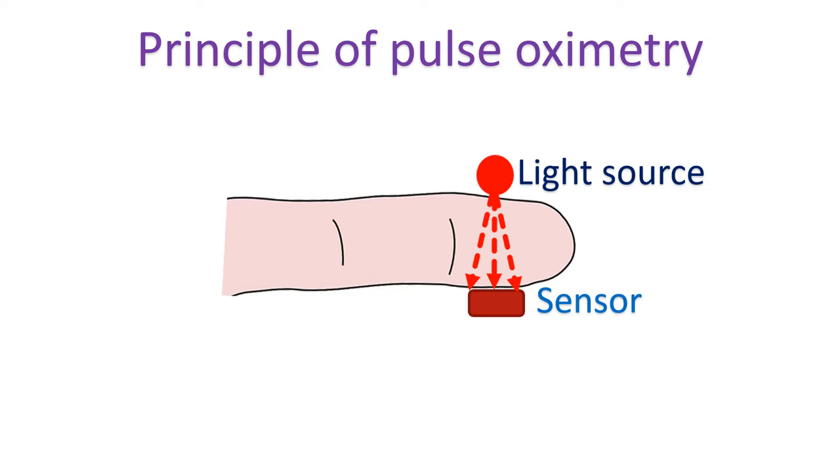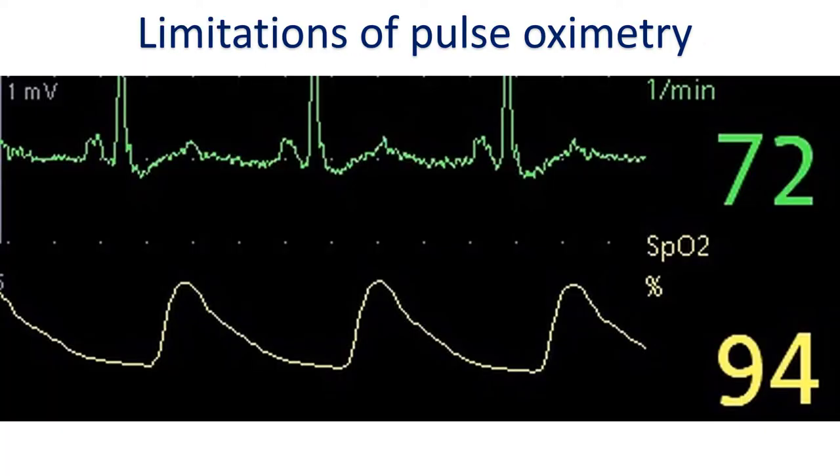Oxygen-rich hemoglobin absorbs more of infrared light, and hemoglobin devoid of oxygen absorbs more of red light. Thus, it is able to compare between arterial and venous blood and display the arterial oxygen saturation, which has a pulsatile flow. Limitations of pulse oximetry.